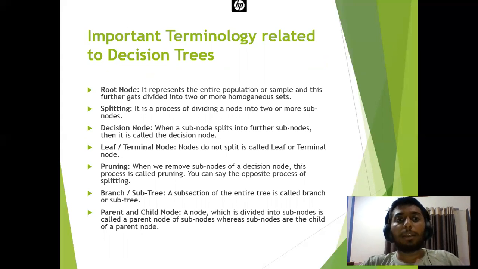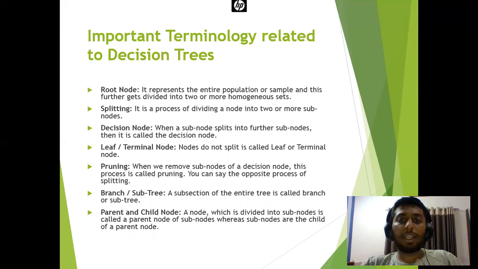Splitting is the process of dividing a node into two or more subnodes. A decision node is where a subnode splits into further subnodes. Leaf or terminal node: nodes that do not split are called leaf or terminal nodes. So the nodes which do not split further are called leaf or terminal nodes. Pruning. Pruning is basically the opposite of splitting. It is when we remove the subnodes of a decision tree, and the removed part is called a branch or a subtree.